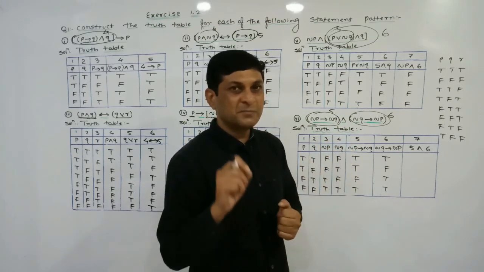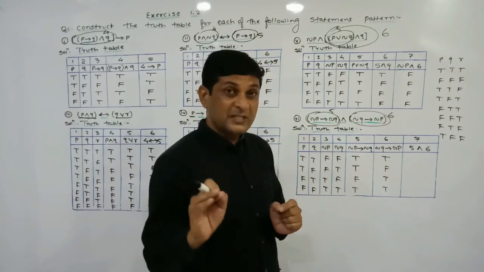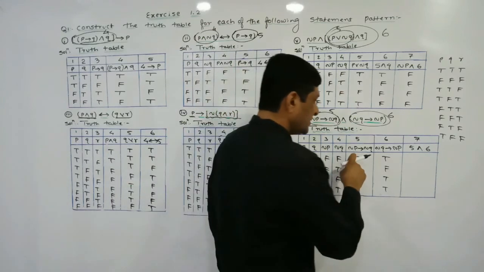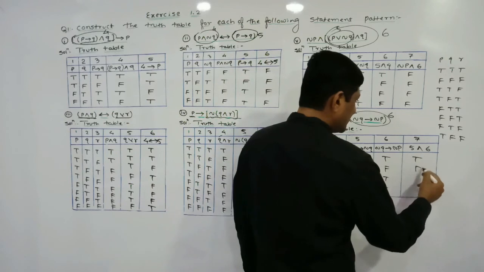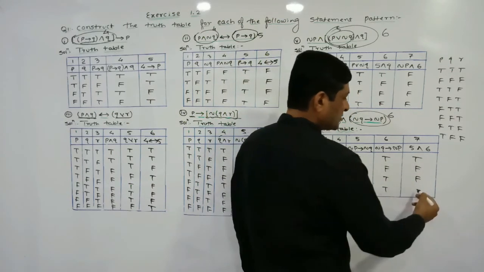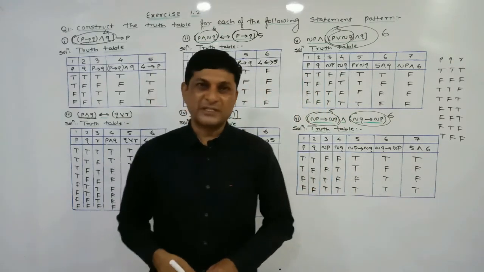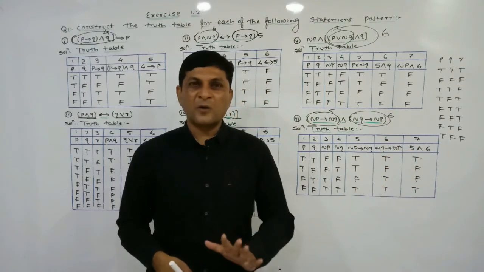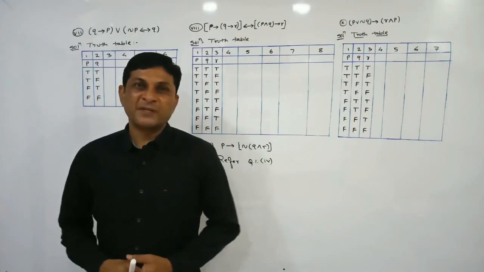In case of AND, simply remember that if at least one statement is false, the truth value of AND will be false. So here F does not appear, so it will be true. Here F appears, so it will be false. Here also F appears, so it will be false. And lastly, F does not appear, so it will be true. In this way, we have got the truth value of this statement. Here we can observe that this statement is neither tautology nor contradiction. Such statements are called as what? Contingency.